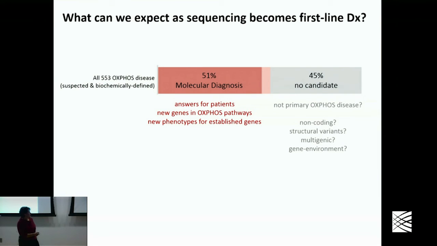So either these are not a primary OXPHOS disease, or like any other genetic disease, it may be more complicated things: non-coding regions, structural variants, maybe it's multigenic, maybe it's interactions between the gene and environment. I think this is very standard to what you see with a lot of other genetic diseases.